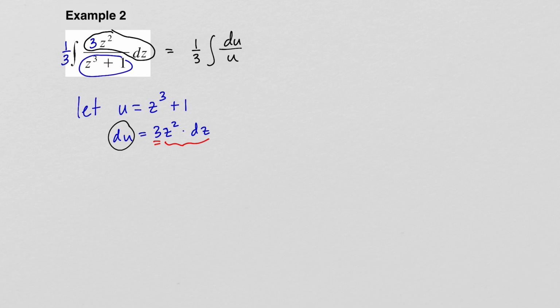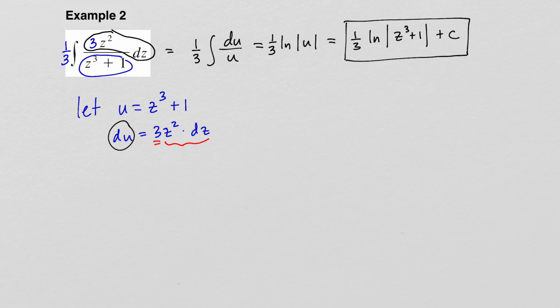This is exactly why you do it this way, because we know that the antiderivative of 1 over u du is the natural log of the absolute value of u. And then don't forget to have your 1/3 in front. And then lastly, you're going to plug the original expression back in for u. So u is equal to z cubed plus 1. And so here is our final answer.